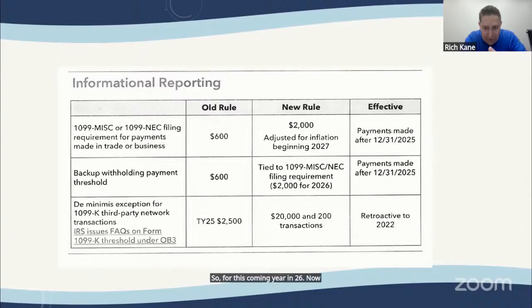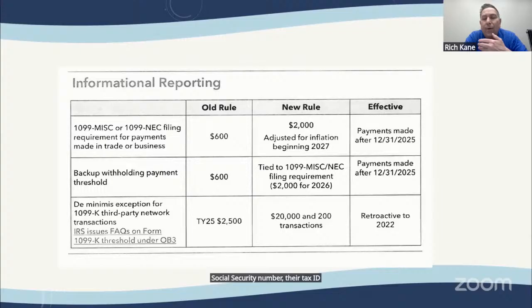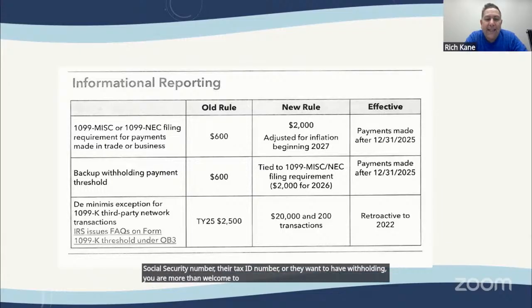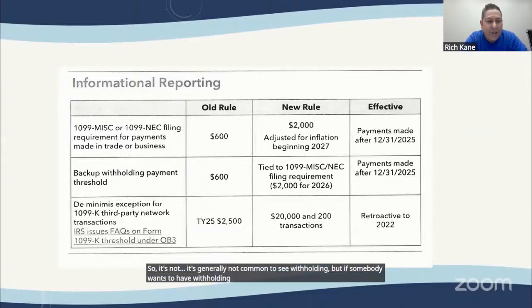The other thing is, generally you do not withhold anything. But if it's somebody that doesn't want to give you their social security number or tax ID number, or they want to have withholding, you are more than welcome to withhold on the 1099s, and you will remit that to the government annually on a Form 945. It's generally not common to see withholding, but if somebody wants it, you're happy to withhold it and remit it to the IRS.